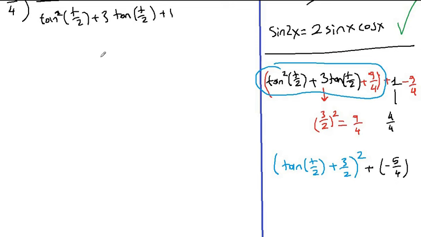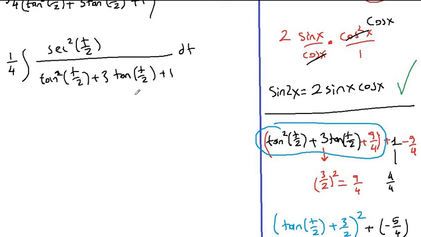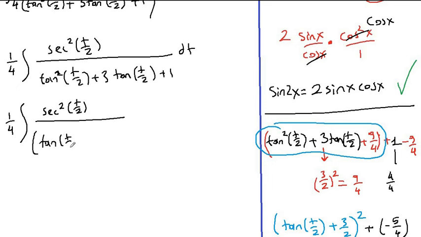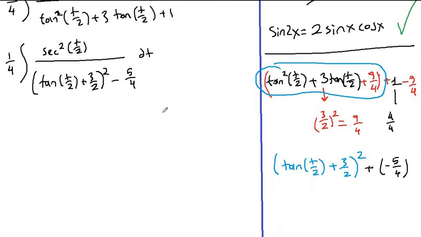Now we're going to copy this here in our denominator. So 1 over 4 integral secant squared of t over 2. We have tangent t over 2 plus 3 over 2, the quantity squared, minus 5 over 4 dt. Now let's express 5 over 4 as a squared number, so we can apply some other integration techniques.